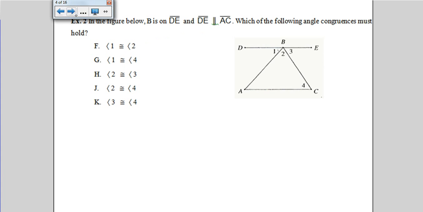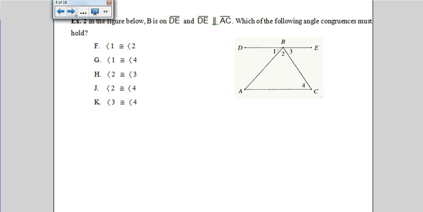Okay, in our figure below, B is on DE, and DE and AC are parallel. Which of the following congruences must hold? That's an ACT way of saying which of the following must be true. So it's got to be one of those relationships, whether it's vertical angles or alternate interior angles or corresponding angles. We'll have to see what happens.